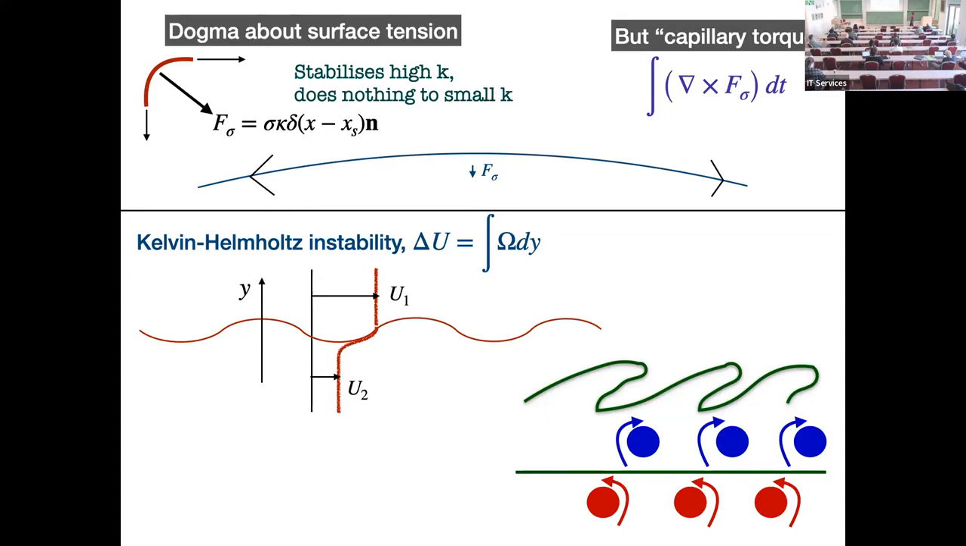because of this capillary torque term, which is creating a vorticity everywhere on the interface. So whenever you have a delta function of vorticity, you have a velocity jump across it. That's given by that, and the velocity jump is immediately subject to Kelvin-Helmholtz instability.